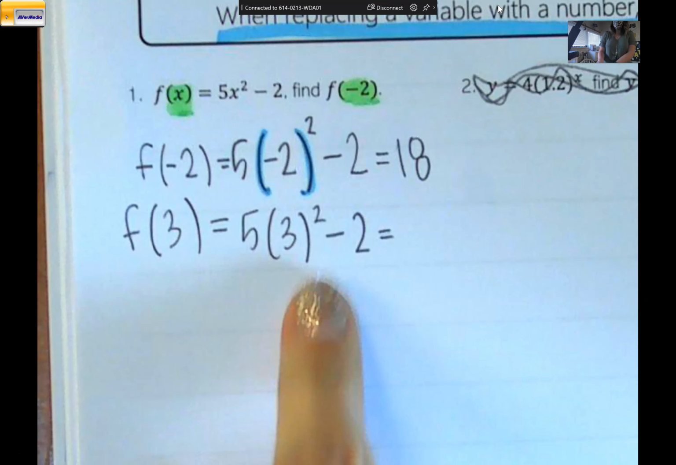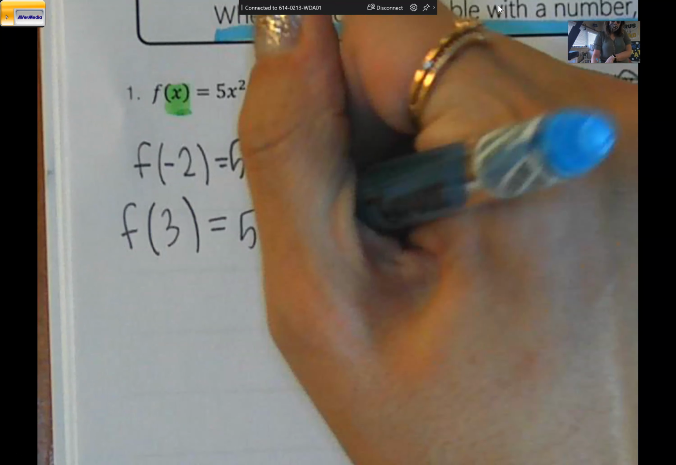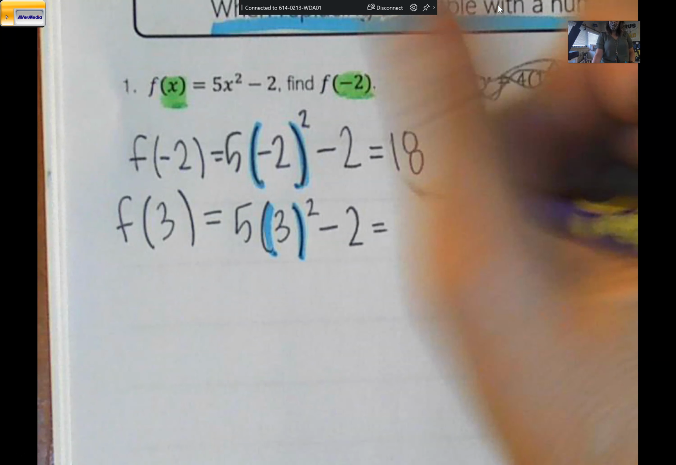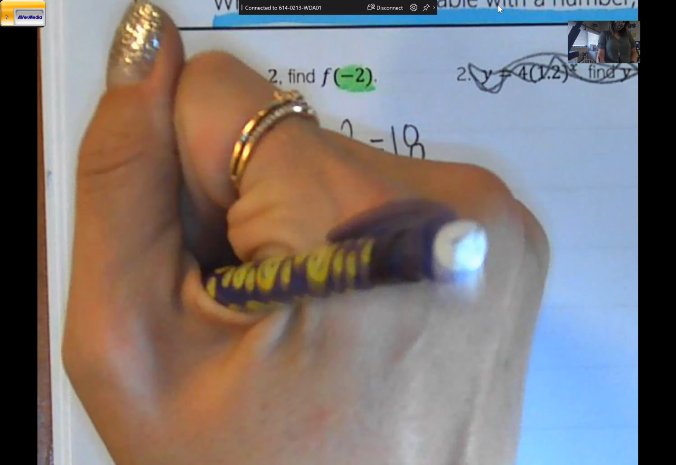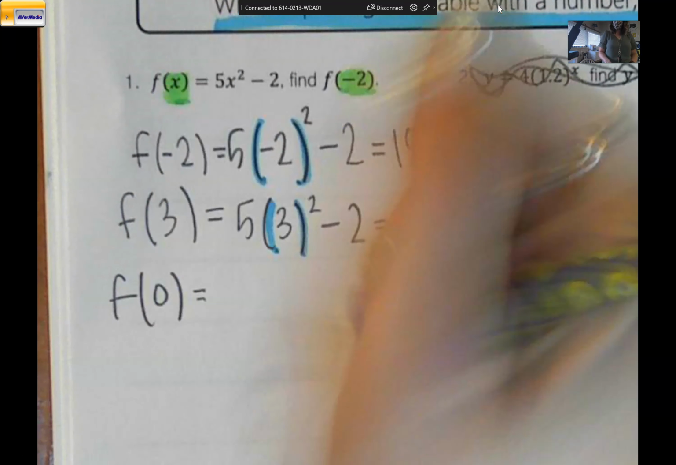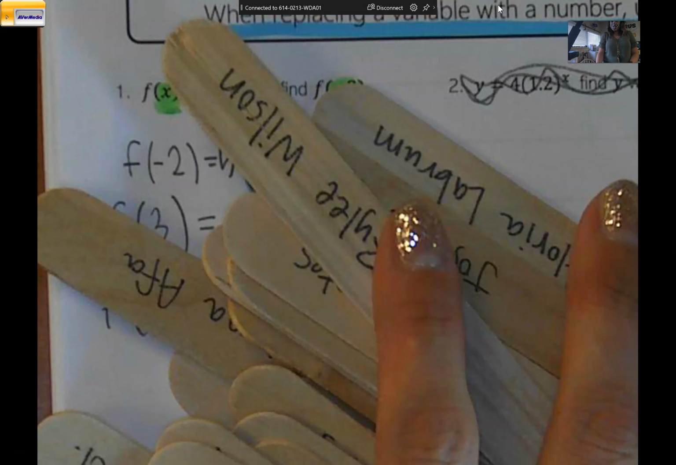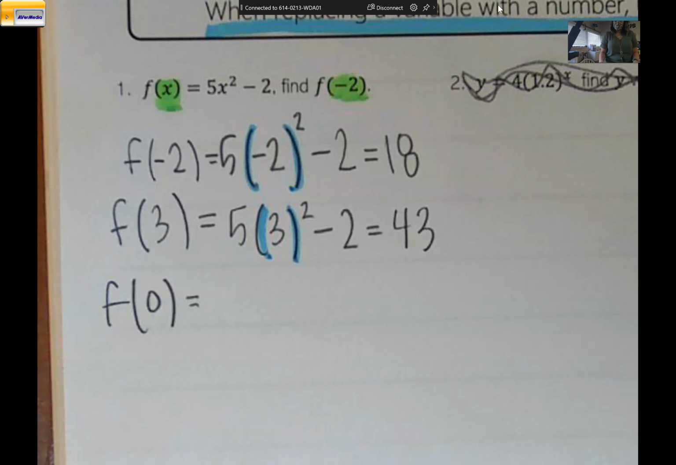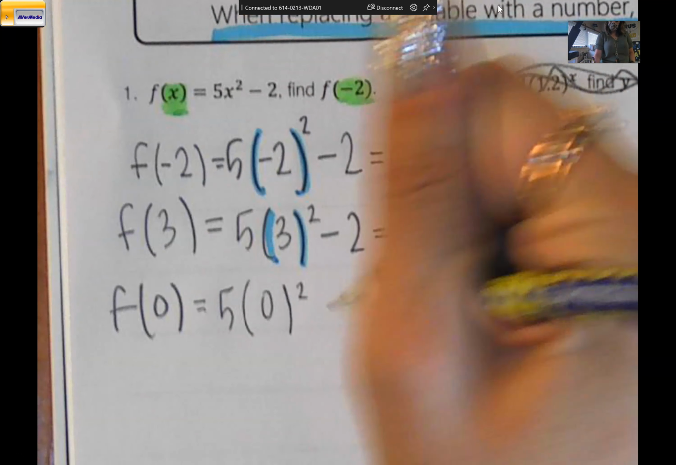Okay, so this is what you should have plugged into your calculator. What do we get? 43? Yep. Positive? Okay. This one I'm going to pick sticks. f of 0. So I have all your names right here on these sticks. So that's what we're doing for this one. I'll give you a little extra support by showing you how you plug it in.